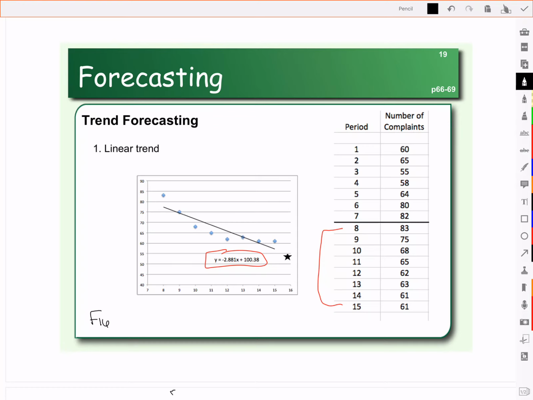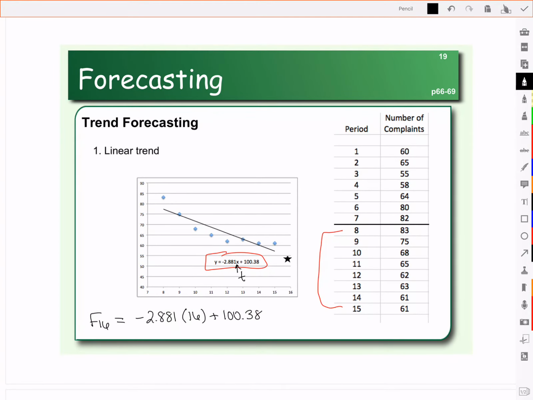So our forecast for period 16 is going to be equal to, and this is where we take that formula, negative 2.881, and then that x, that's where your time number is going to go. So that's where 16 is going to go, plus our 100.38. So this x is a placeholder for our time measurement. And if we're forecasting for period 16, then we're going to place in 16 for that x. If we're forecasting for period 17, we're going to put 17 in for that x.